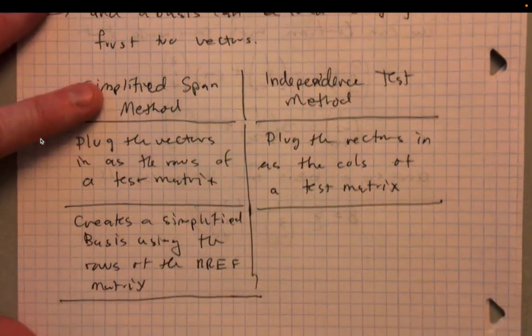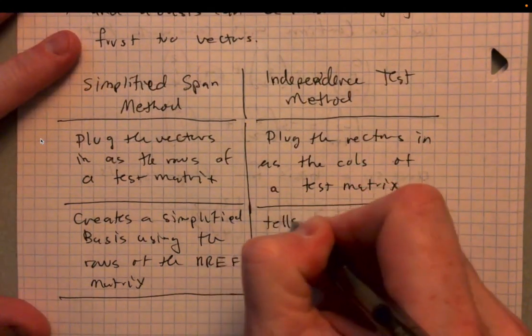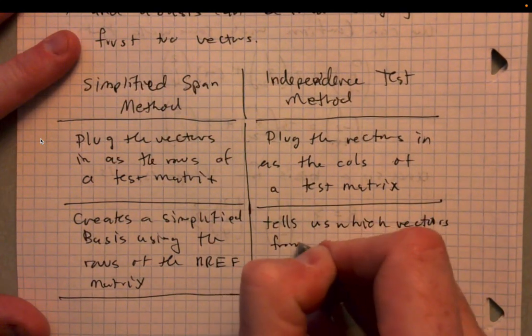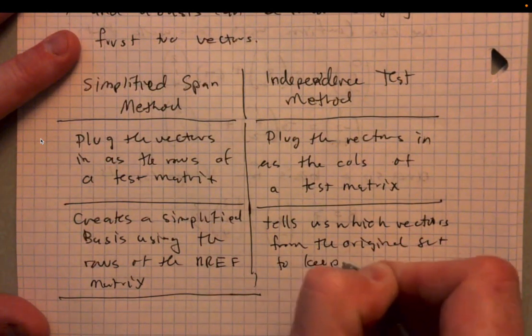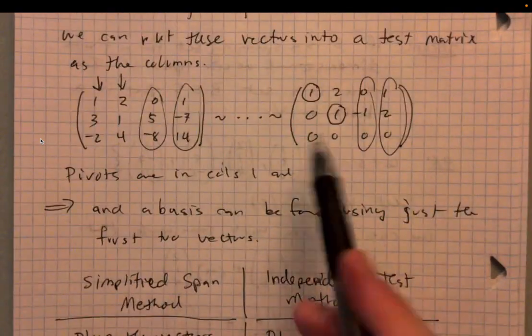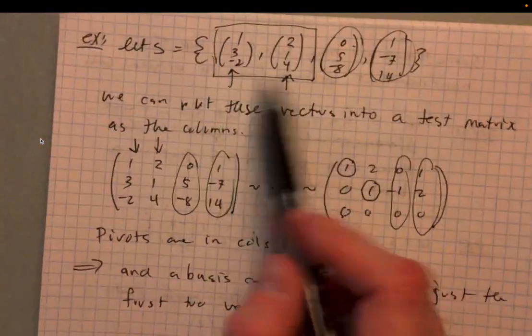Okay. What happens over here? Well, on this side, the basis is created as a subset of the original set, right? So this just tells us which vectors from the original set to keep. For example, up above we saw column 1 and column 2. Those are linearly independent. They're a maximal linearly independent set. So we keep those two vectors and throw the rest out.